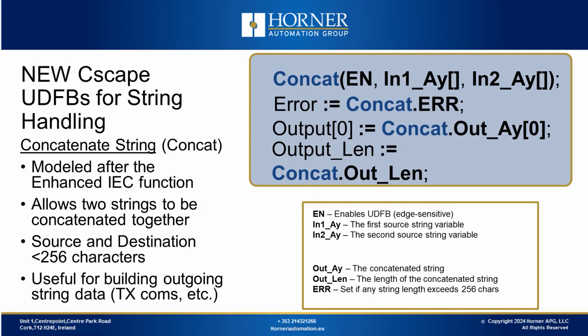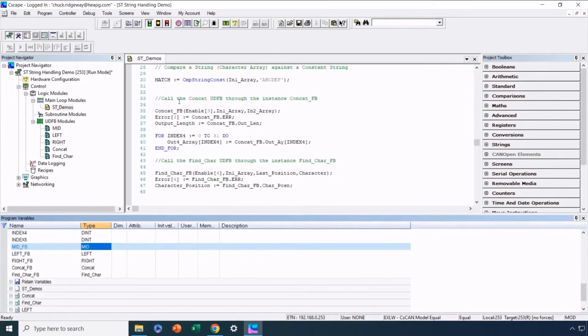This can be useful for building outgoing string data. Now we will look at this UDFB in Cscape. Here we have the syntax for the concatenate function.